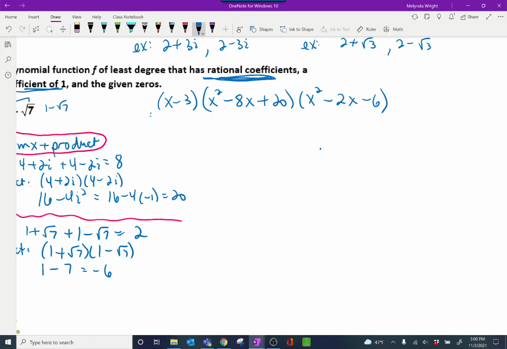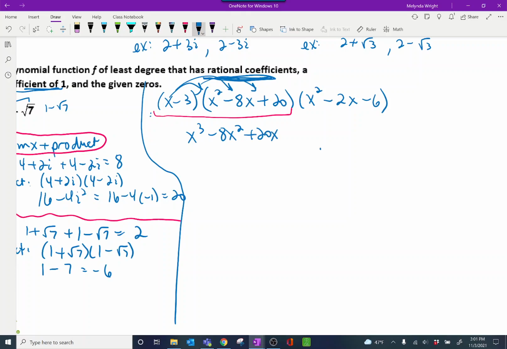So what I'm going to do is multiply these two together first, and we'll get that, and then we'll keep working on it. This is going to be a lot of multiplying, guys. It's going to be fantastic. Okay, here we go. So I'm going to take the x and multiply it by all of this. So x times x squared is x cubed. X times negative 8x is negative 8x squared. X times 20 is 20x.